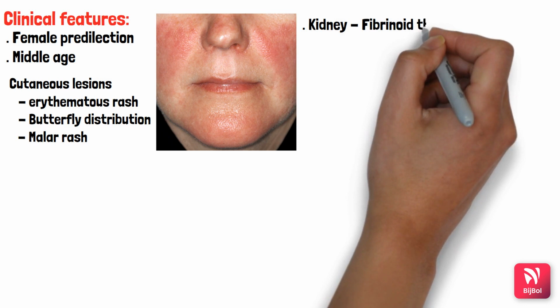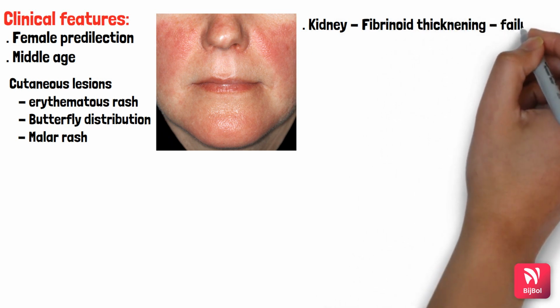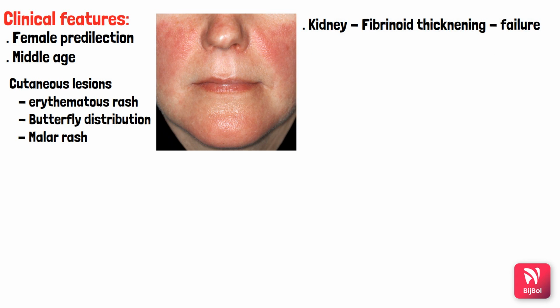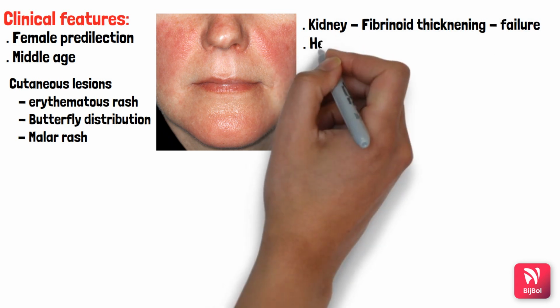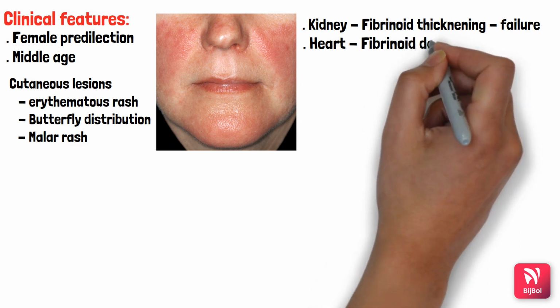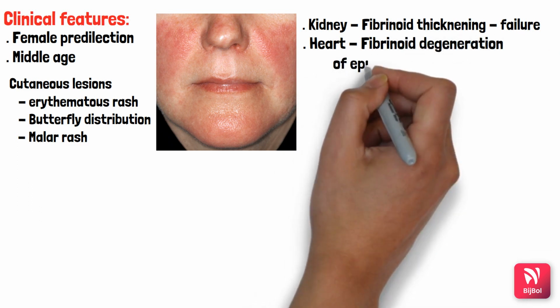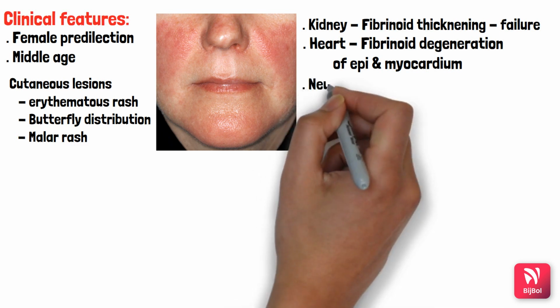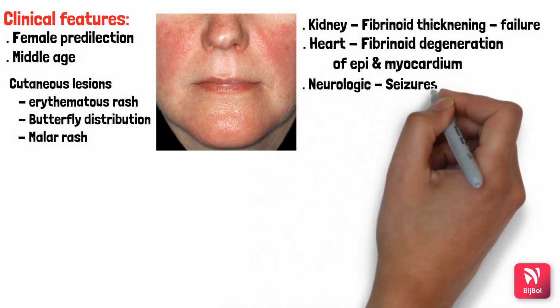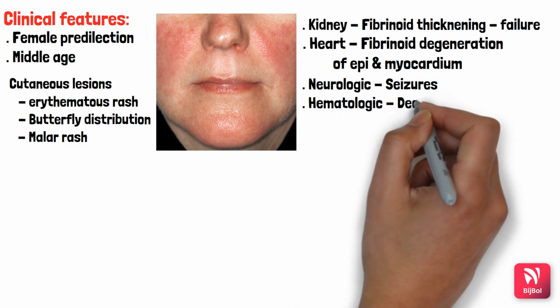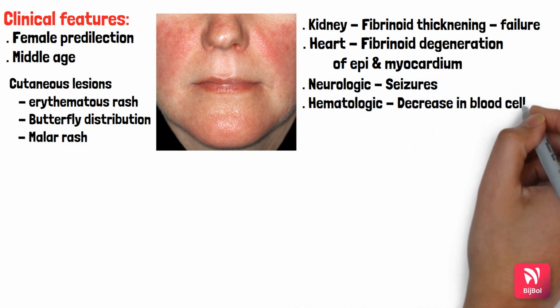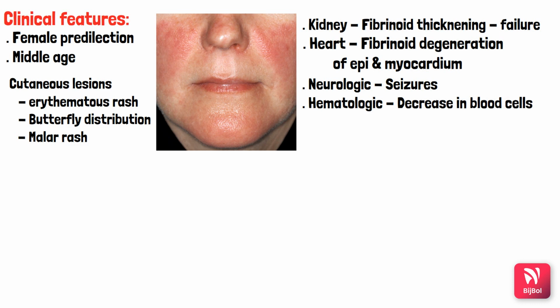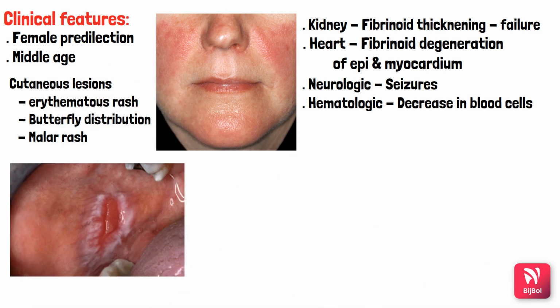So this is cutaneous, whereas in kidneys, a systemic manifestation, because of the deposition of the immune complexes, there will be fibrinoid necrosis, sometimes resulting in kidney failure. And even in the heart there can be fibrinoid degeneration of both epicardium and myocardium. Other than this, neurological manifestations will be there, which can result in seizures as well as psychosis. Whereas in hematological disease, as autoantibodies are produced against RBCs and WBCs, there will be a decrease in blood cell count, resulting in anemia, thrombocytopenia, leukopenia and so on. So these are the various other manifestations.